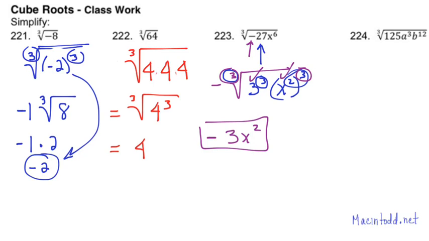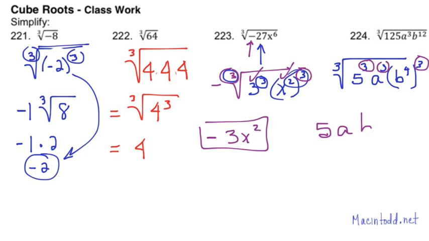And the very last one is a cube root of a positive number, so I don't have to bring out a negative sign. 125 is 5 cubed. A is cubed. And b to the 12th, I'm going to write as b to the 4th cubed. Look at how everything matches there. And so what is taken times itself 3 times? A 5 is, an a is, and a b to the 4th is. And I've simplified that radical, or that cube root.